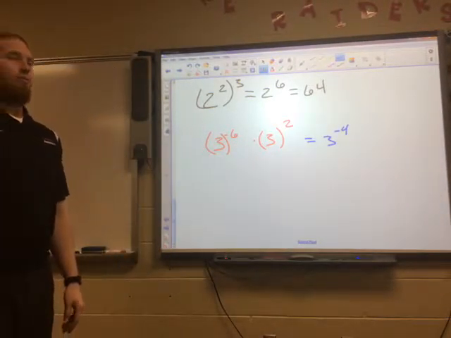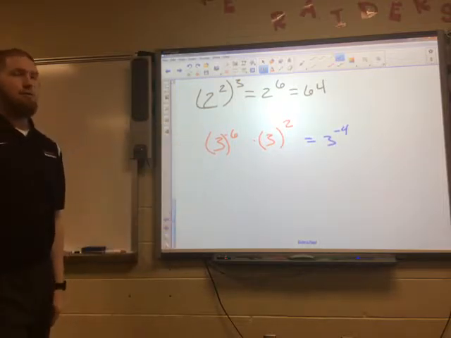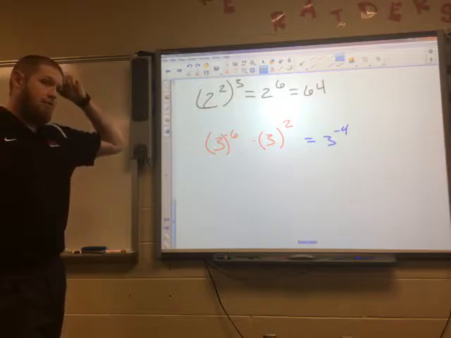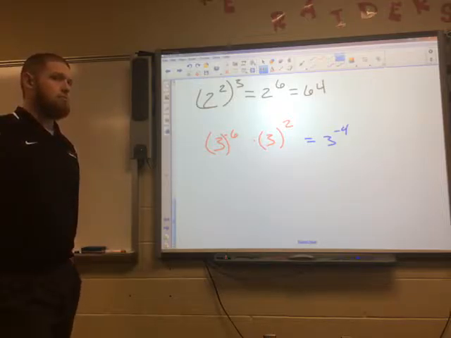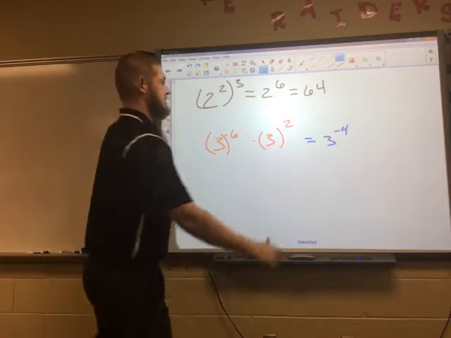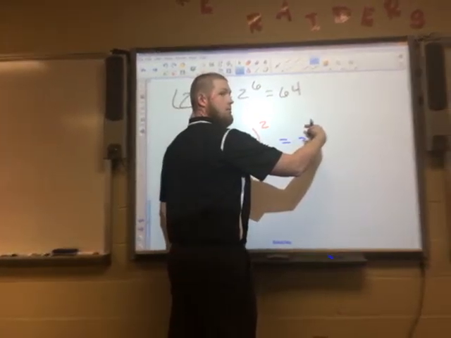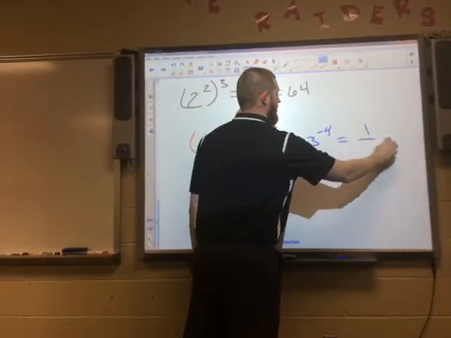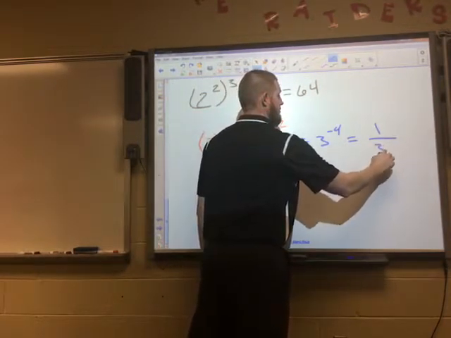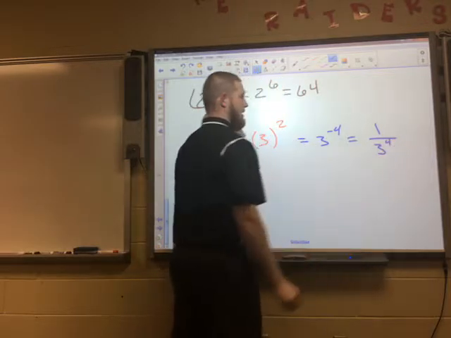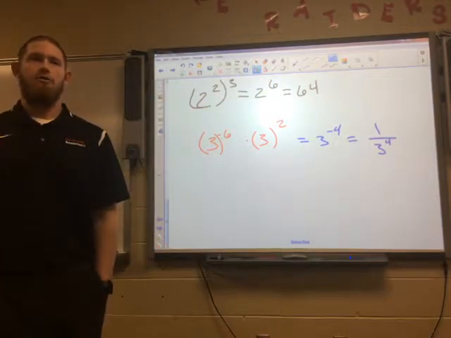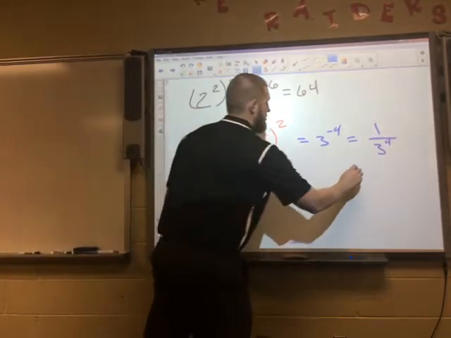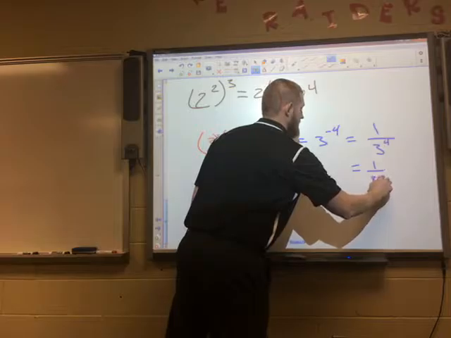Now, what's the issue with that? It's a negative exponent. So Logan, what do I do with that? We got to flip it. So it's going to be 1 over 3 to the 4th power. Now we got to figure out what 3 to the 4th power is. 81. So I have 1 over 81.